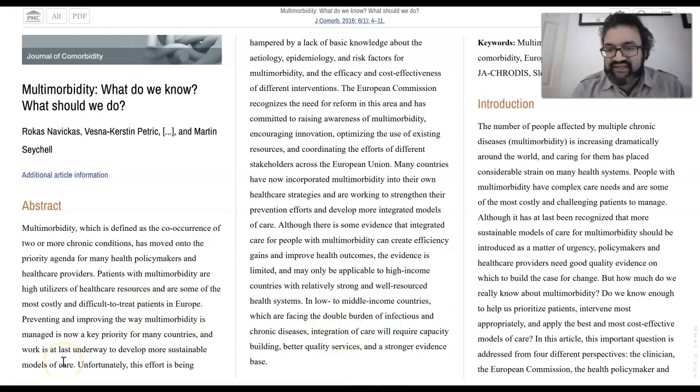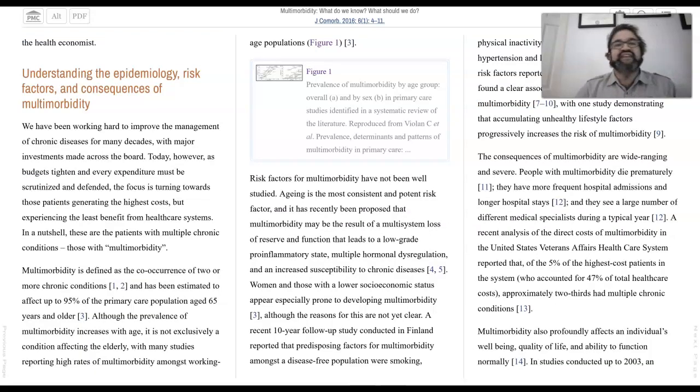So the introduction talks about the urgency, especially felt by the European Commission and by the European Union. And so understanding the epidemiology, risk factors, and consequences of multimorbidity, that's really interesting. But the idea is that risk factors for multimorbidities haven't been well characterized. It's not exclusively by the elderly.